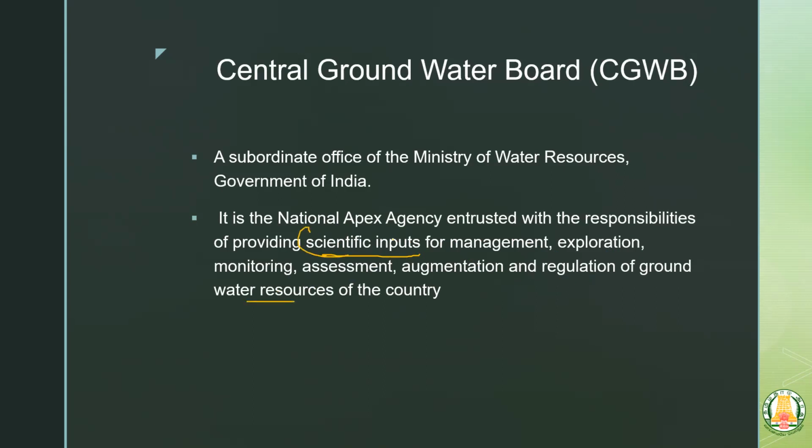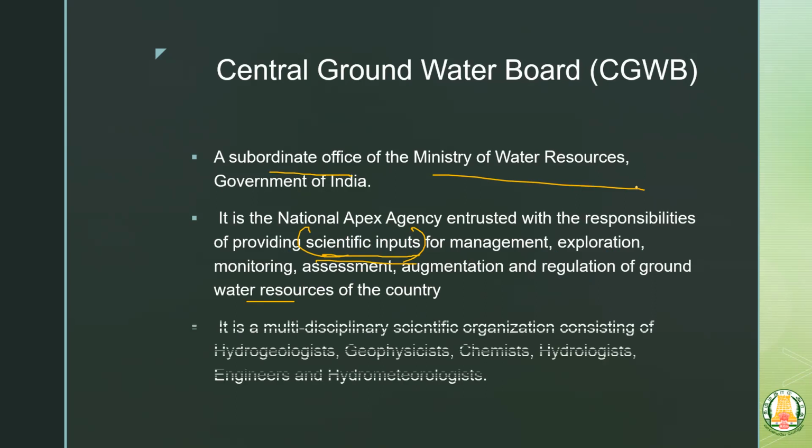So they are a research organization, simply. They will be providing scientific inputs, and they are a subordinate office under the Ministry of Water Resources. And it's multidisciplinary because it has lots of experts. See, under different fields, they have experts. And they're doing research and providing inputs.